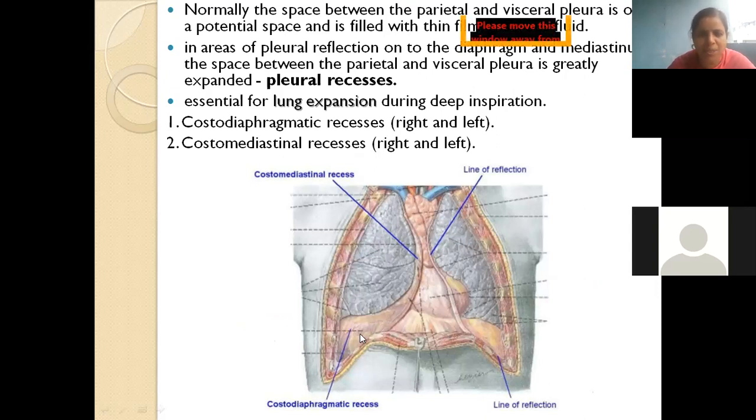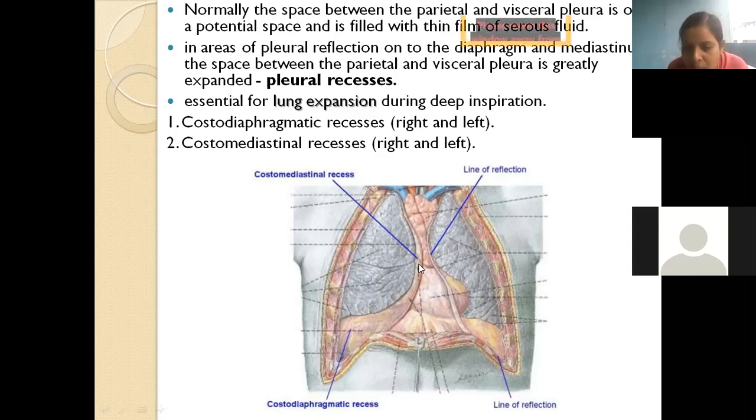Similarly, here is a very big space. Here you will have visceral pleura which is closely investing the lung, and this is parietal pleura which is far away. So here you are finding some extra space. So these spaces, if it is close to the diaphragm, it has been named as costodiaphragmatic recess, and if it is close to the mediastinum, you call it as costomediastinal recess.